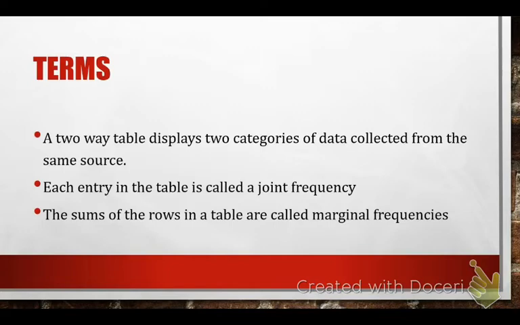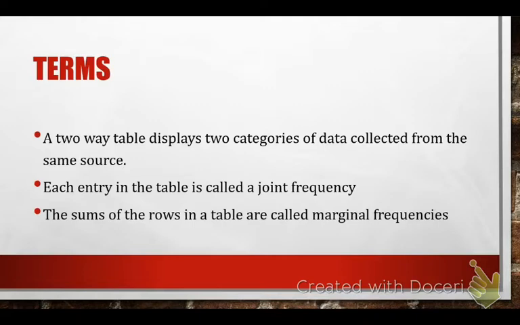So I can't ask students in one school over here and students in a whole other school over here and then put that together into one table. All right, it has to come from the same source. Each entry in the table is called a joint frequency. So each specific number. So if I were to highlight a number in a two-way table, could you tell me that that is the joint frequency versus the marginal frequency? We're going to talk about that in just a minute.